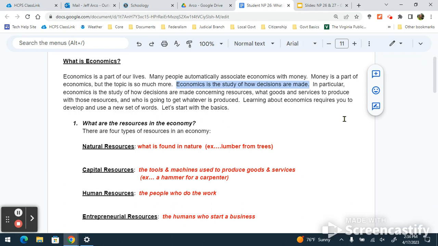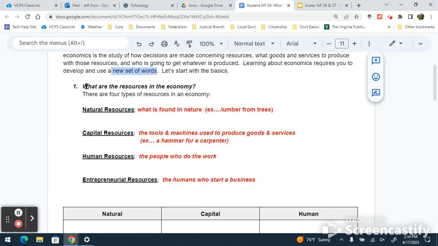And in the case of economics, the types of decisions are: what are you going to make with your resources? What goods and services are you going to produce? And who is going to get the things that your economy makes? Throughout this unit, you are going to be learning a lot of new words, some that you've learned in the past, but economics has a vocabulary all its own. So let's start with the simplest.